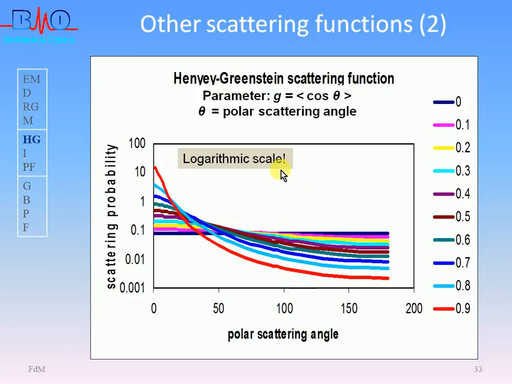For Henyey-Greenstein, please note here we have a logarithmic scale, and this is the scattering probability as a function of the polar scattering angle, and you will see that for a g factor of 0.9, the cosine of theta is 0.9, so very small angles are favorable, and that's expressed here, sharply peaked at theta is 0. For g is 0, in fact we have isotropic scattering, and that can be seen as the straight line here.